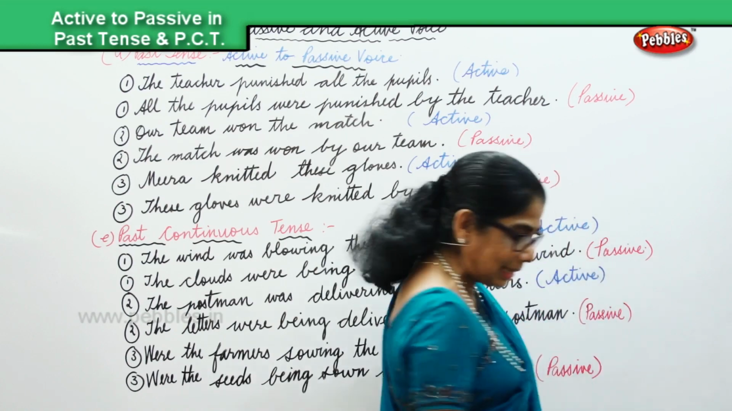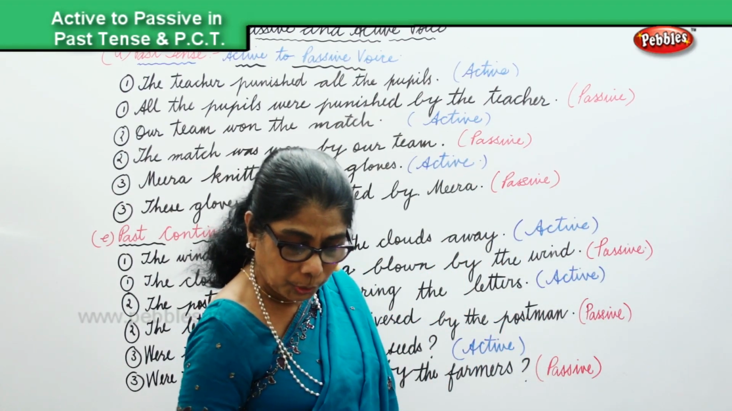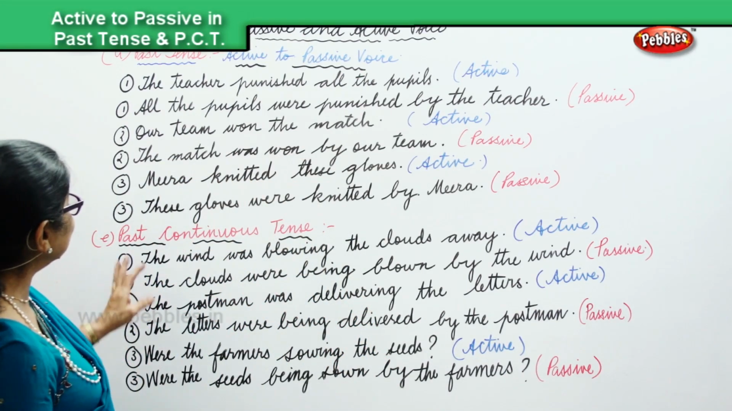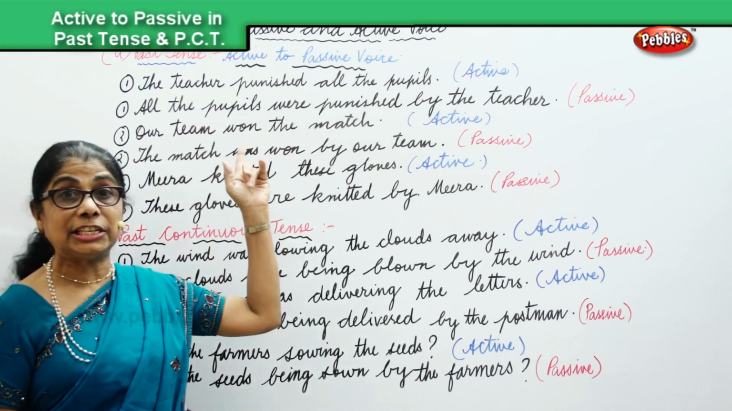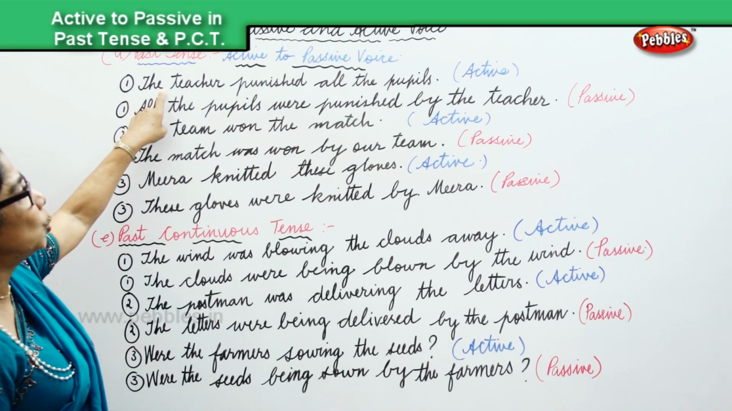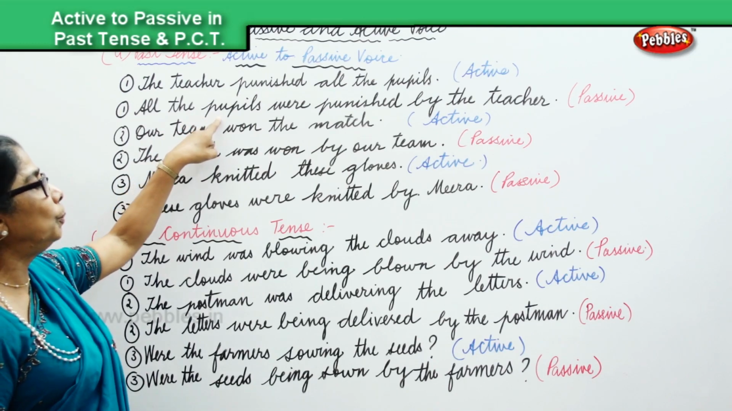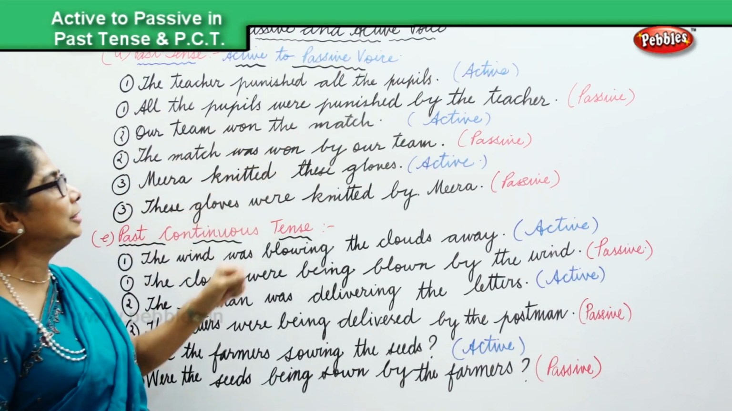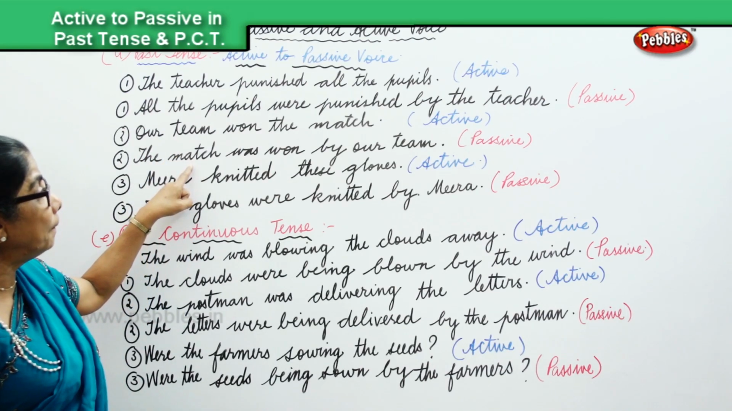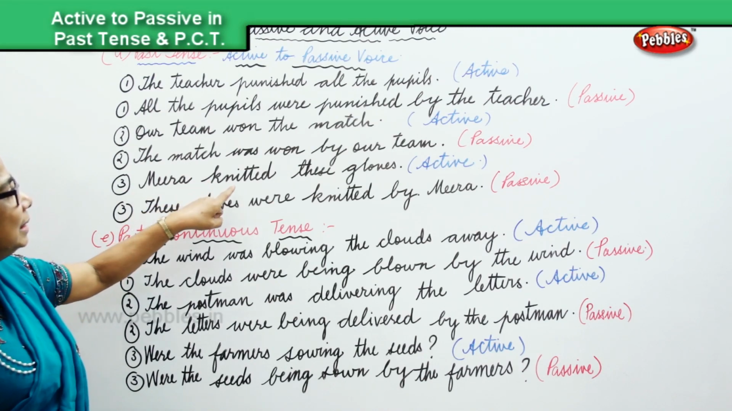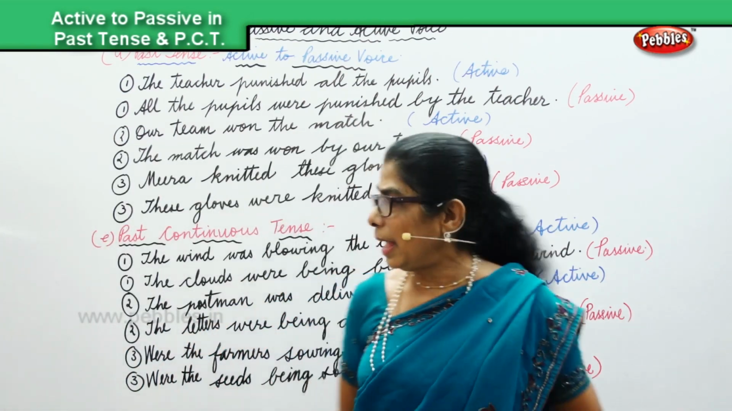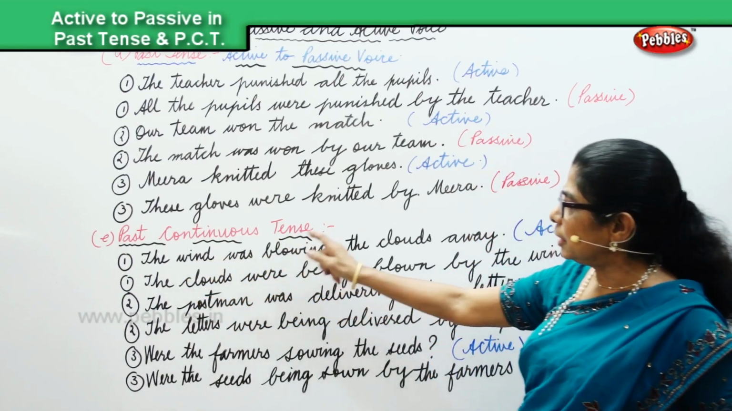Now let's look at the sentences that we had gone through. We are looking at two types: past tense and past continuous tense. In both of these, changing from active to passive. Past tense, active to passive. The teacher punished all the pupils. Active. All the pupils were punished by the teacher. Passive. Our team won the match. Active. The match was won by our team. Passive. Meera knitted these gloves. Active. These gloves were knitted by Meera. Passive.